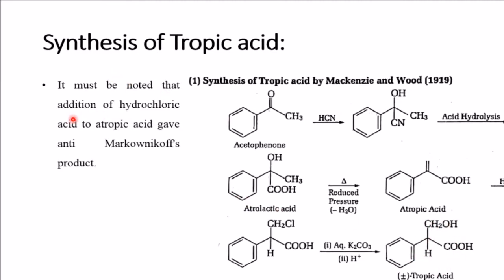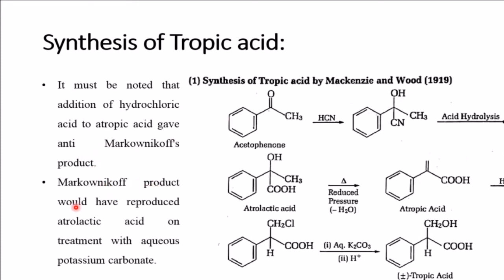It must be noted that the addition of hydrochloric acid to atropic acid gave the anti-Markovnikov product, and the Markovnikov product would have reproduced atrolactic acid on treatment with aqueous potassium carbonate. Here you can see this atrolactic acid will be converted into tropic acid.